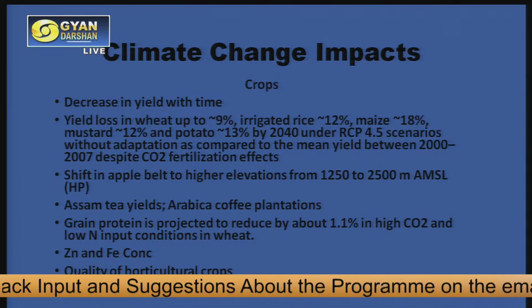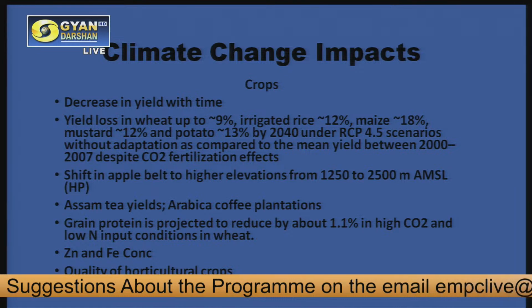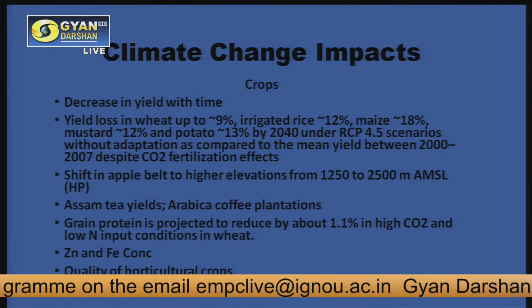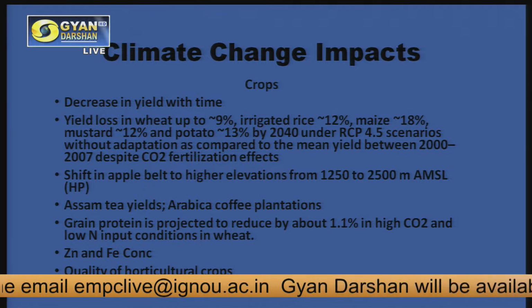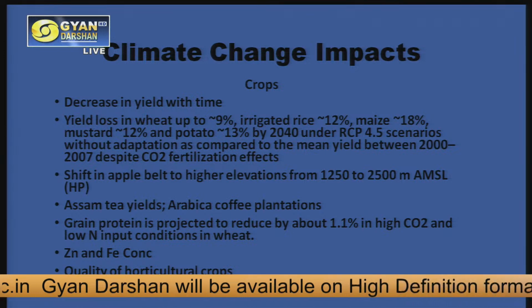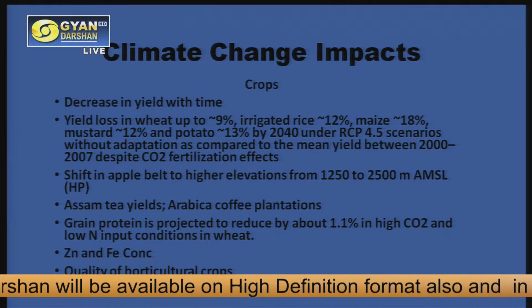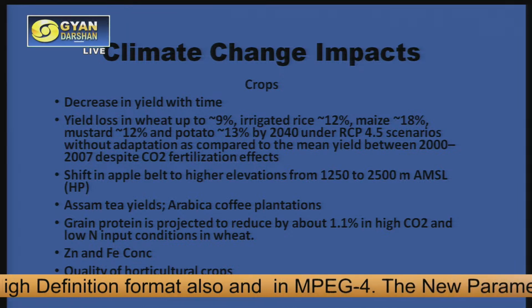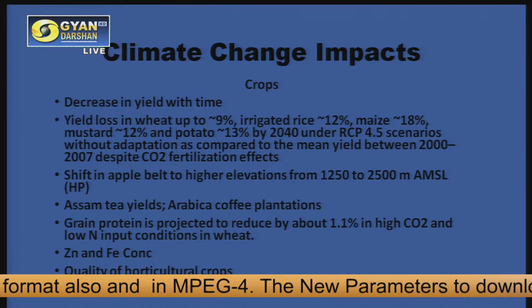The same is the case with beverages. When I say beverages, the most important ones are tea and coffee, and it has been found that the Assam tea and the Arabica coffee plantations have been severely affected because of the increase in surface temperature. Not only the yield aspect, even the quality of the crops is significantly affected.